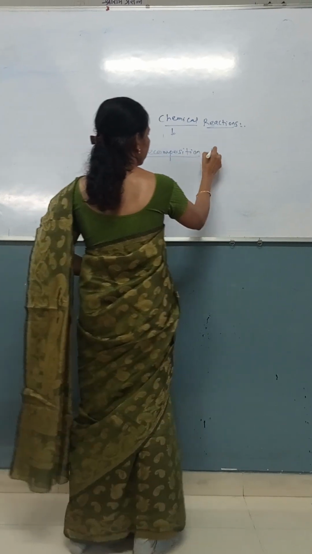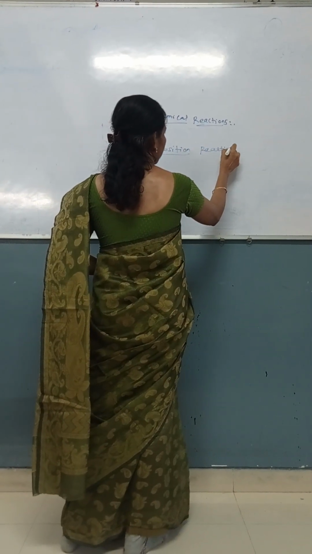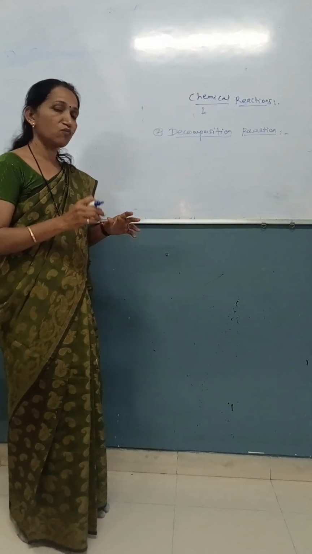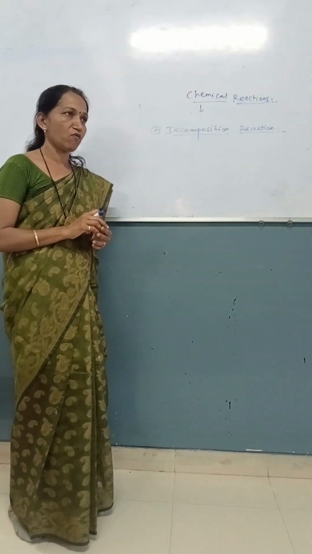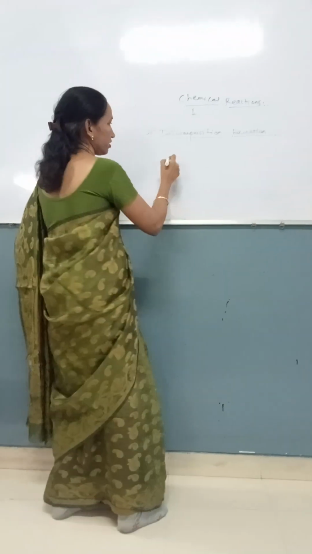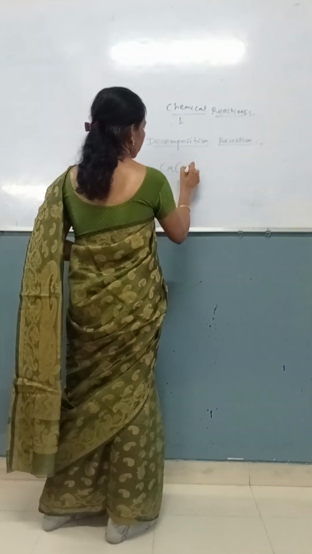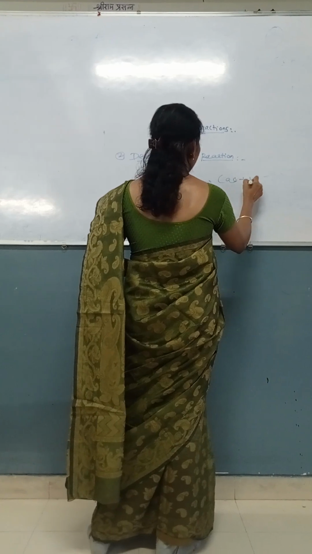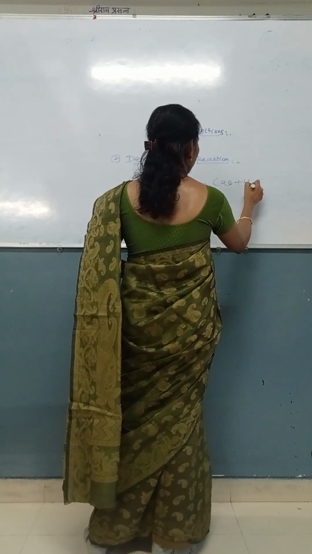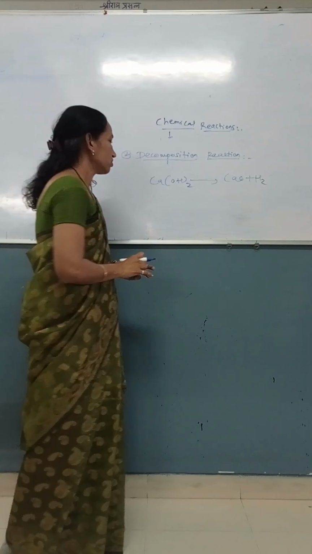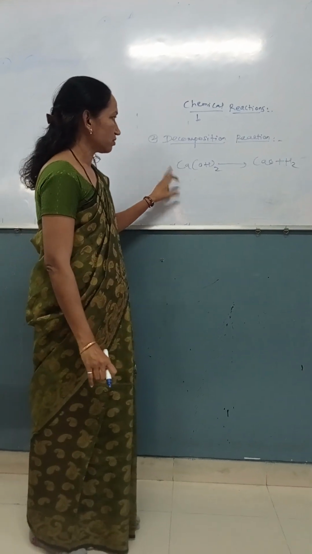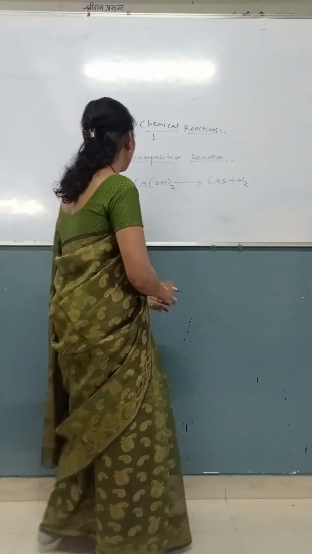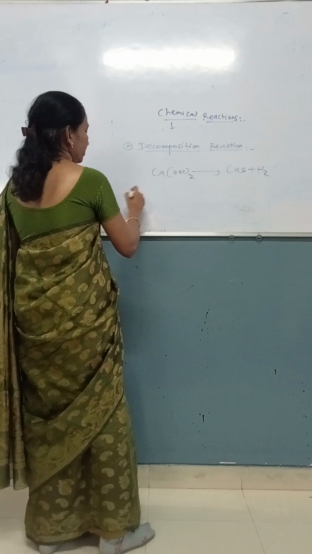Decomposition reaction. Here breaking of material occurs and there is a formation of two or more products. Now in the first reaction calcium hydroxide is broken here, and there is a formation of H2 molecule. So this reaction occurs. Calcium oxide is also formed, it is called lime, and hydrogen is also formed in this reaction. This is the decomposition reaction.